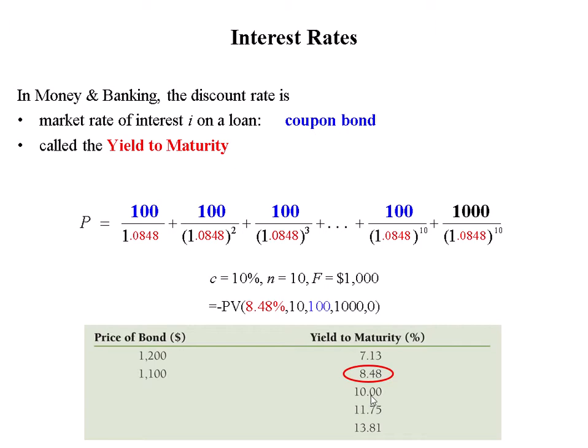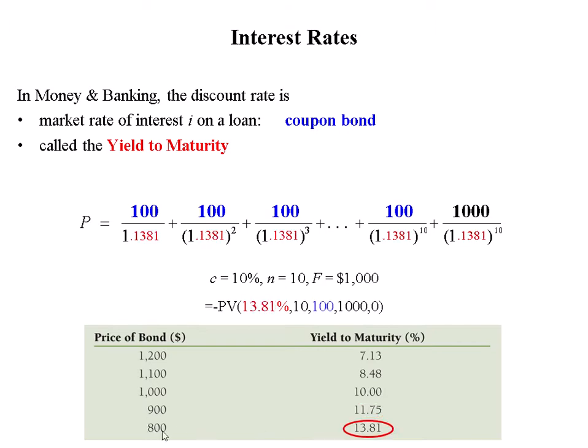If yield to maturity is the same as the coupon rate, then the price, or present value, of this bond is the same as the face value. And notice the prices are falling as the yields to maturity are rising. When the yield to maturity is 11.75%, the price of the bond is below the face value. You could say it's selling at a discount. When the yield to maturity is even higher, the price of the bond is even lower.